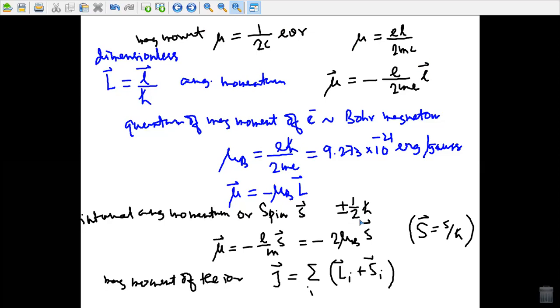So on the basis of the equation mu equals minus e by twice mc times L, we could expect the spin itself to create an additional magnetic moment of half mu_B, but this is not so. A magnitude twice as large is found experimentally. Hence, the relationship between the magnetic moment and the spin of the electron is mu equals minus e upon m times small s, that is minus twice mu_B times capital S, where again we have defined a dimensionless spin, capital S equals small s divided by h-bar.